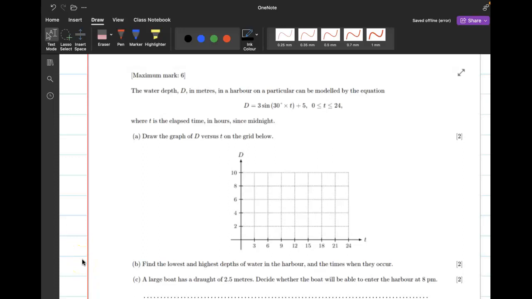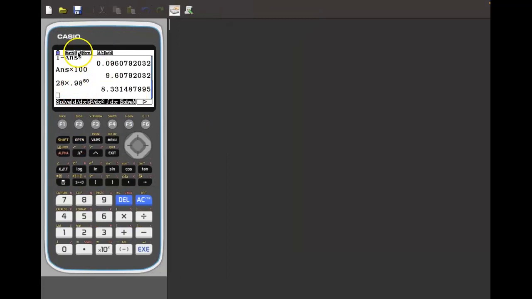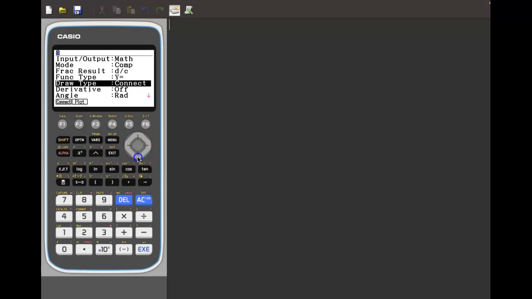Now in this case, the water depth in meters in the harbour is given by this particular model. It's been given that D is equal to 3 sine 30 degrees times T plus 5, where T goes from 0 to 24 hours, which you can see. So the minimum is 0, this is 24, and this is your D. Draw a graph. You have to simply type this in on your calculator. This is in radian mode, so press shift, setup, and make this into degree mode.